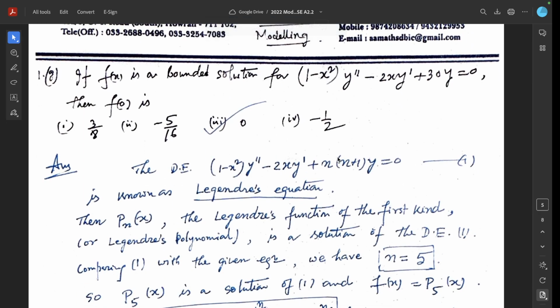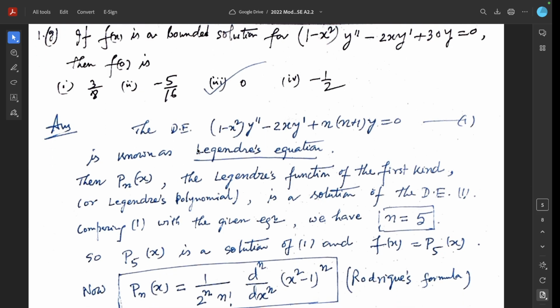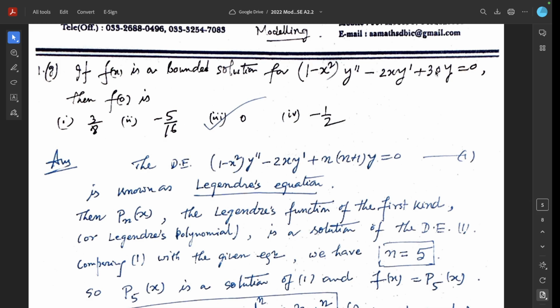The given differential equation, compared with this n into (n plus 1) into y, is the Legendre differential equation: (1 minus x squared) y double dash minus 2x y dash plus n(n plus 1) y, where n is a positive real. So comparing, 30 equals n(n plus 1). So 30 equals 5 into 6. If we put n equal to 5, then 5 plus 1 is 6. So the value of n is 5.